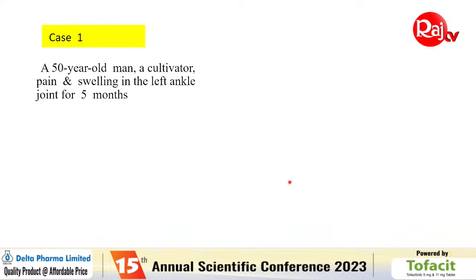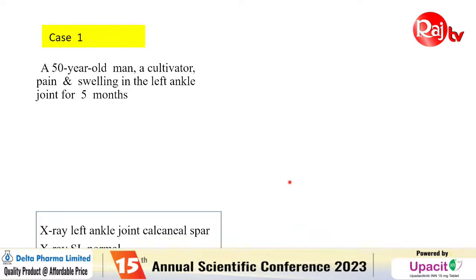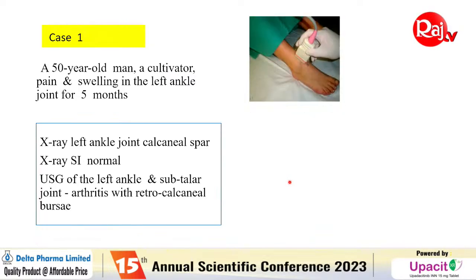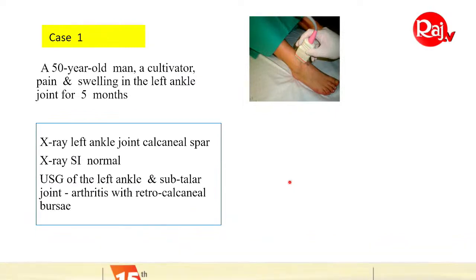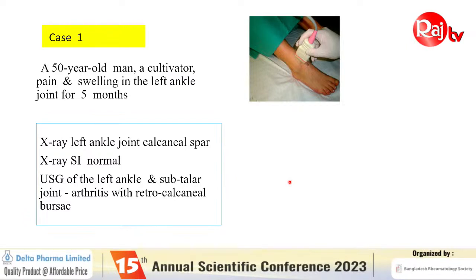A 50 years old man, cultivator, pain and swelling of the left ankle joint for 5 months. How can we evaluate the patient? Lastly, our diagnosis was clinical diagnosis, tubercular monoarthritis. X-ray of the left ankle joint showed calcaneal bar, X-ray of the sacroiliac joint was normal, ultrasonography of the left ankle and subtalar joint showed synovitis.